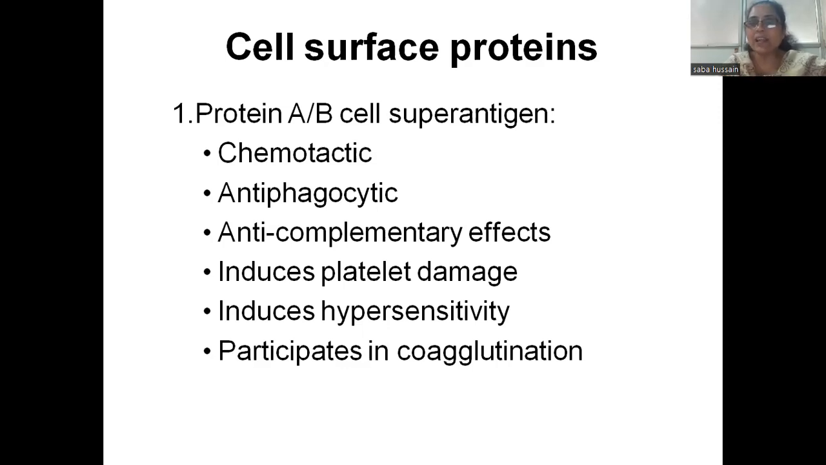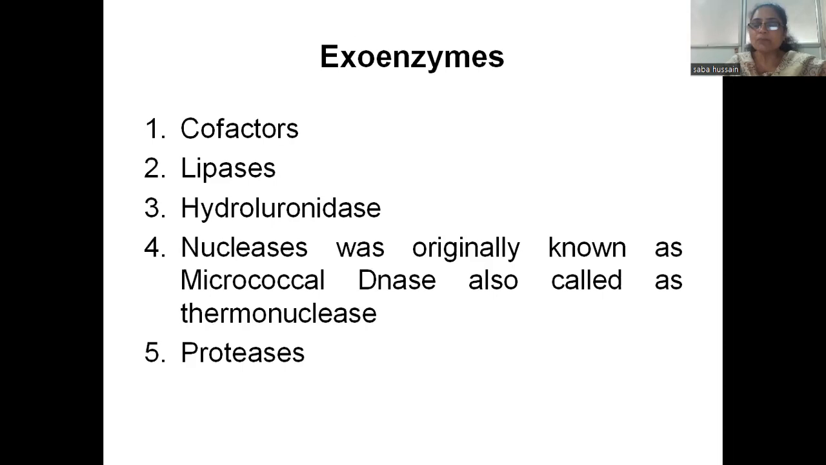This protein A is chemotactic in nature. It is anti-phagocytic, that means it can fool phagocytic cells. It has anti-complementary effects. The complement system is another protective system of the host, but it is fooling that system also. It damages the platelets also, induces hypersensitivity, and participates in coagglutination. If you want to get the terms coagglutination and hypersensitivity clear, you have to go to my previous videos.